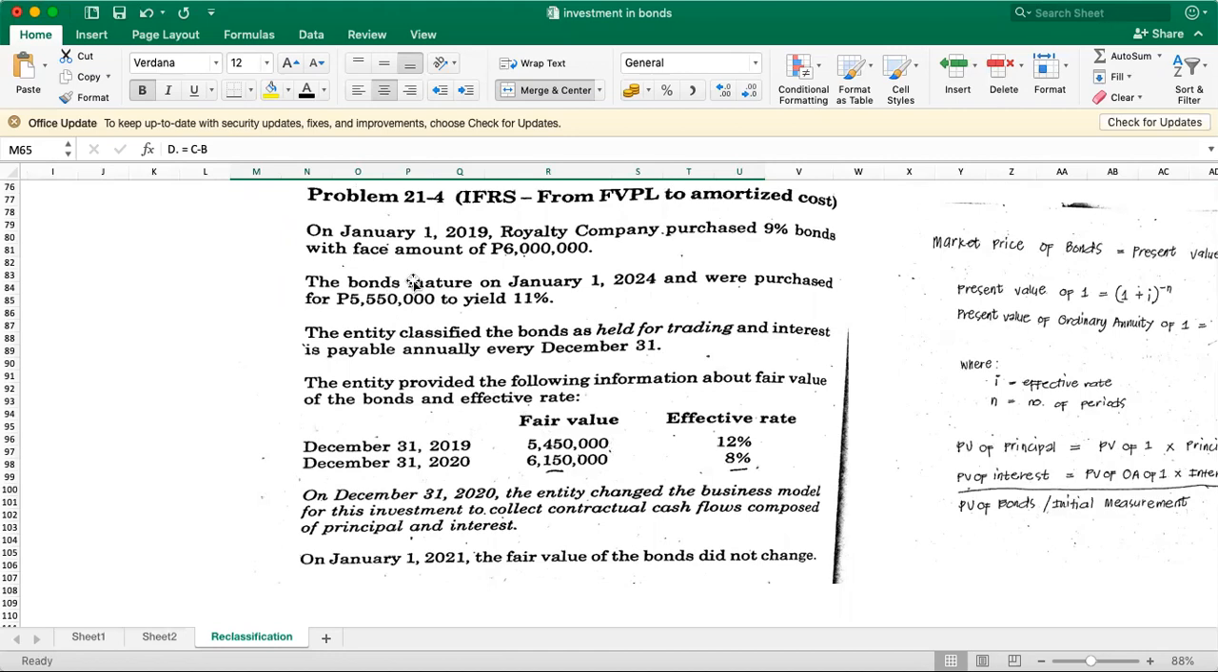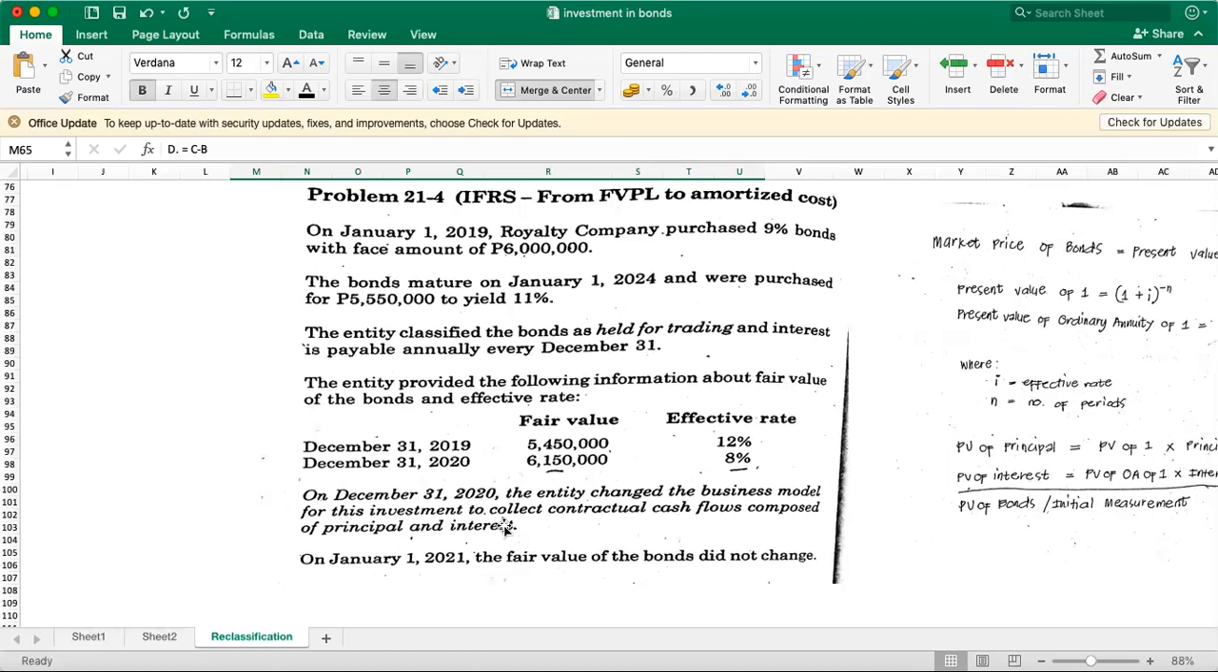Then the effective rate here is 12%. On December 31, 2020, there are changes again, and we have an unrealized gain because it increased from 5,450,000 to 6,150,000. But the effective rate for this period is 8%.